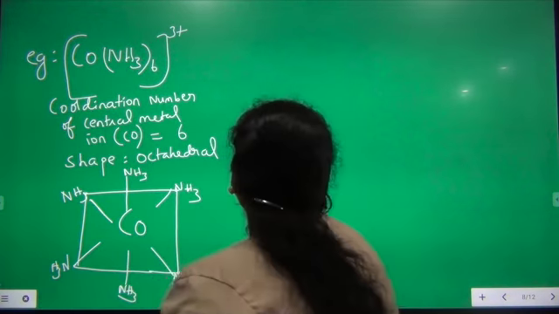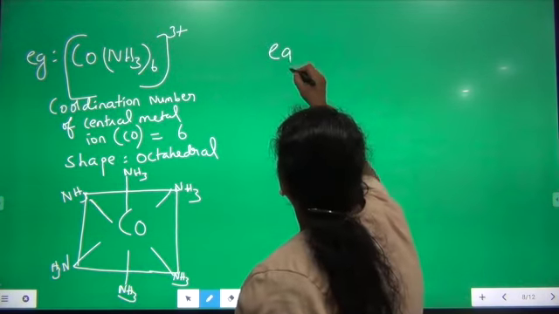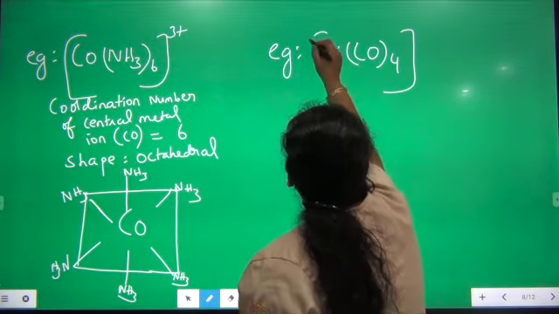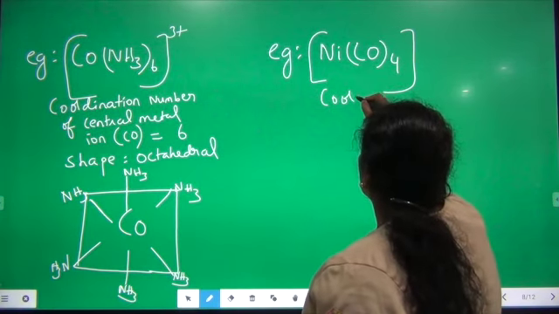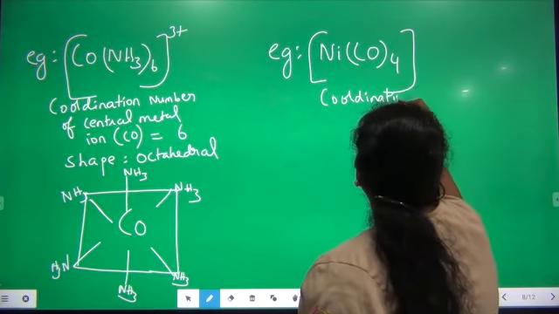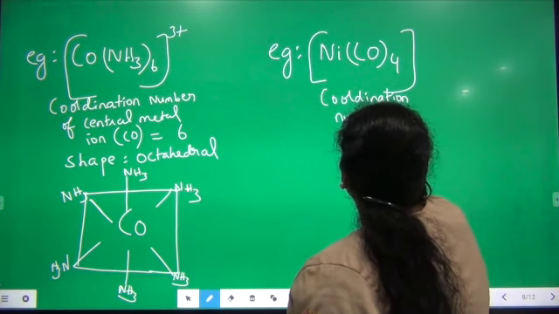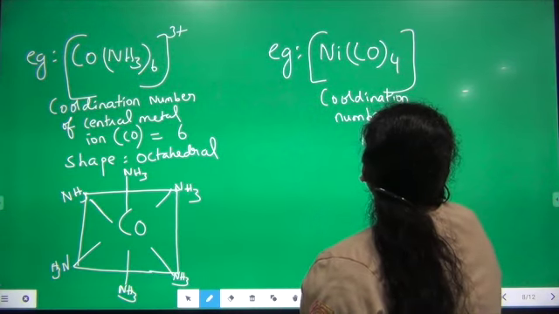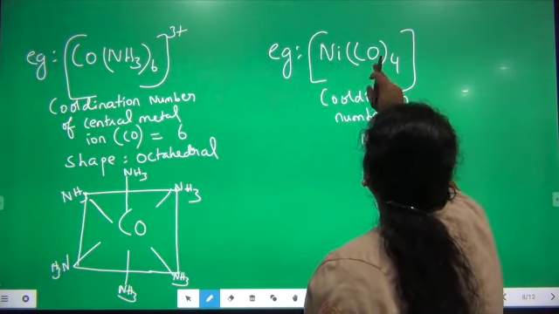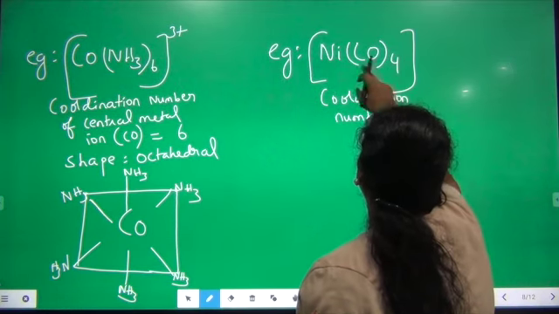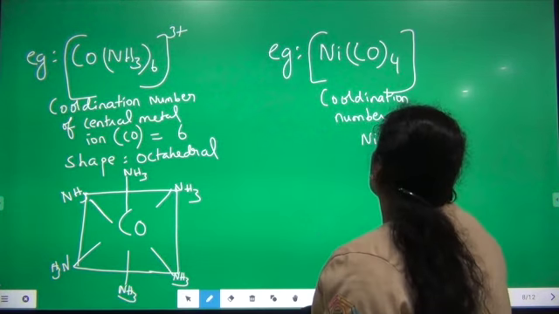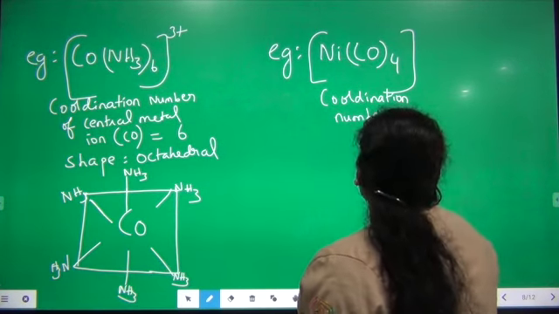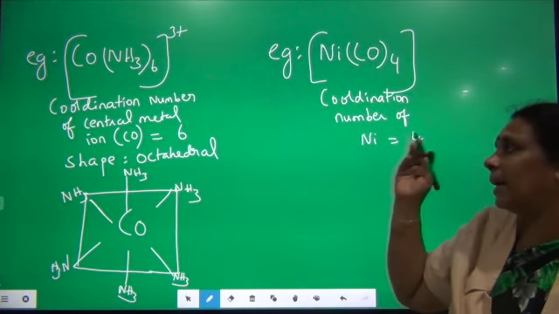The next one we are going to talk about is nickel tetracarbonyl. The coordination number of nickel is 4 here, because there are 4 neutral ligands, that is 4 carbon monoxide groups, attached to the nickel. So the coordination number is 4. If the coordination number is 4, there are two possible geometries. Either it can have a square planar or a tetrahedral structure.